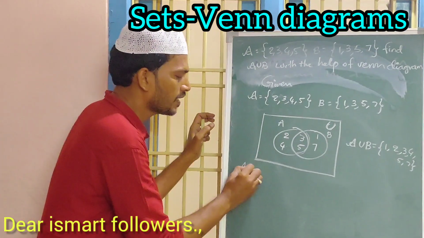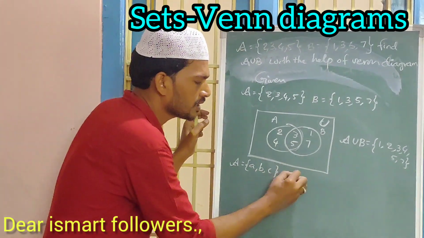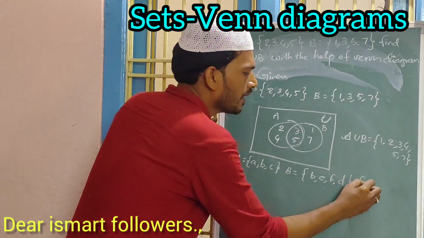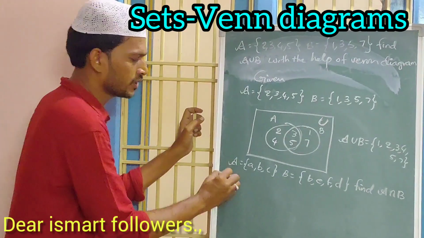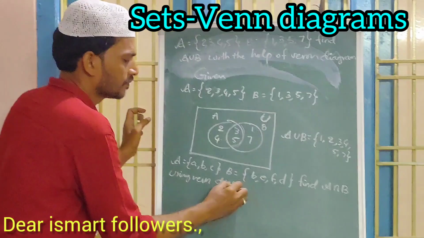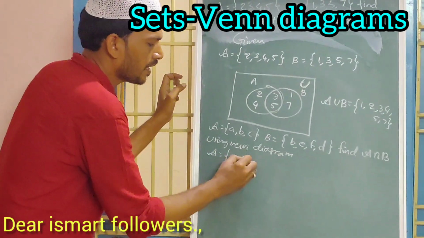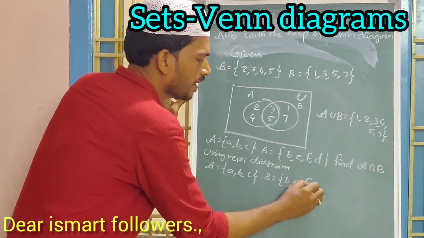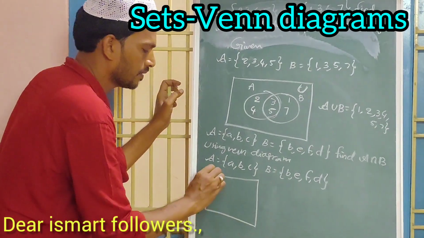Next, A is equal to A, B, C and B is equal to B, E, F, G. Find A intersection B using a Venn diagram. What is the A value given? A, B, C. What is the B value given? B, E, F, G. So first of all, draw the Venn diagram.